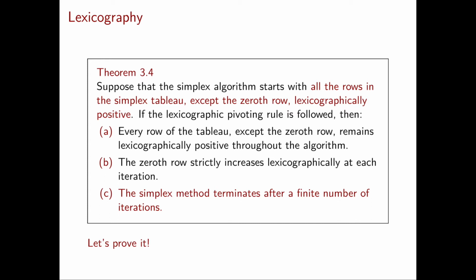Every row of the tableau except the 0th row remains lexicographically positive throughout the algorithm. B. The 0th row strictly increases lexicographically at each iteration. And finally C. The simplex method terminates after a finite number of iterations. Note that in this statement we're not really interested in A and B so much, we really are just interested in C. However, in order to prove C, it will be useful to first prove A and B.